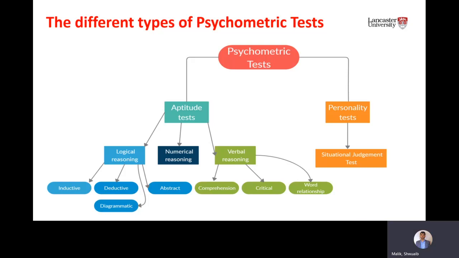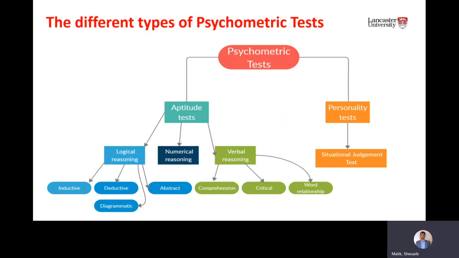So just starting with the different types of psychometric tests, I won't go into this too much, but there are two main types. There are aptitude tests, which are also known as ability tests, and there are three main types of ability tests, which are logical, numerical, and verbal reasoning. Each of these has its own subsets of tests. And then the other branch is personality tests, and the main type of personality test is a situational judgment test.